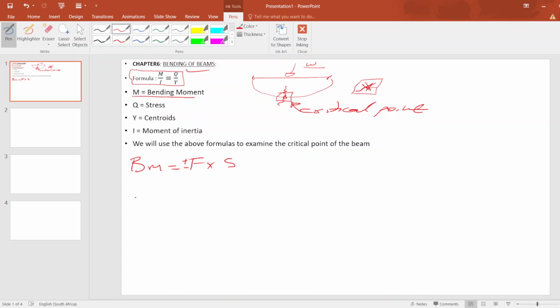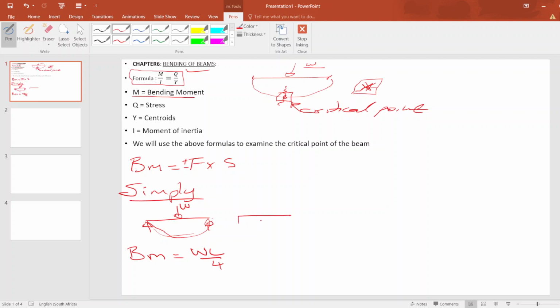But here in the bending of beams in chapter 6, when calculating the bending moment, it will depend on what beam we are dealing with. If it's a simply supported beam, meaning you have a beam supported, then you have the W acting on that beam, then your beam will bend just like that. Now, in calculating the bending moment of this simply supported beam, it will be BM equals WL over 4.